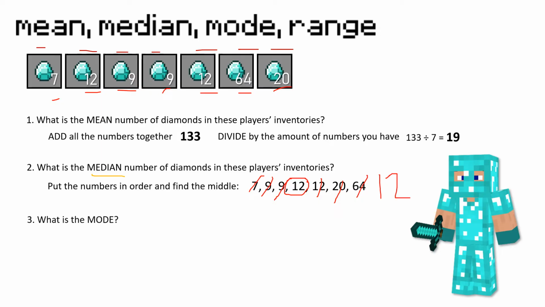My next question for you is, what is the mode? Now, it is okay to have more than one mode. You just need to remember that the mode is the number or numbers that show up the most. So if you look at your data, it's usually easiest to look at the numbers in order. You're going to see that we have 2 number 9s and 2 number 12s. So both of those would be our mode, 9 and 12.